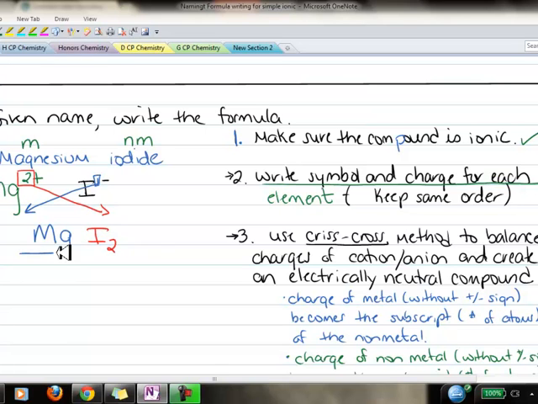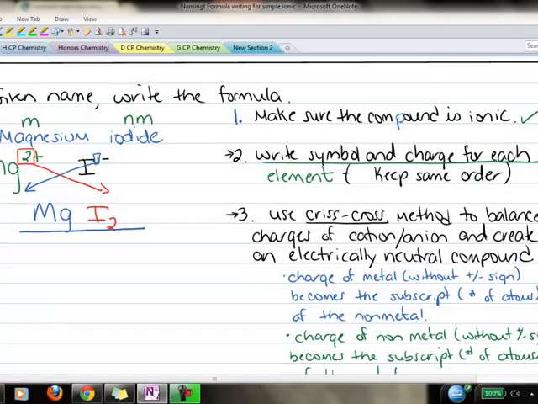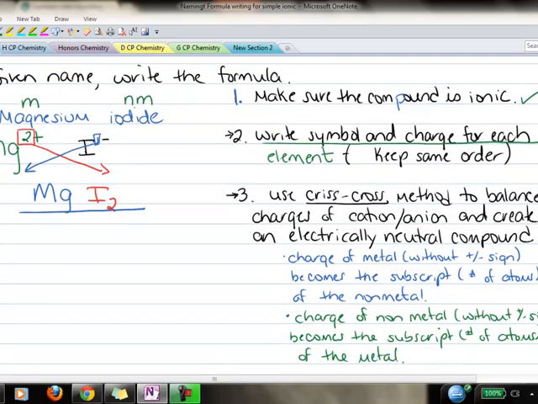Now we've created a formula, MgI2. So let's go ahead and check to see if we actually have an electrically neutral compound. We start out with 1, 2 plus charge, and then we added to it 2, 1 minus charge. That's 2 iodines. So the magnesium was a +2. We had 2 -1 iodines. So that gives us 2 plus, 2 minus, balance out. There's your electrically neutral compound. So your official formula for magnesium iodide is MgI2.